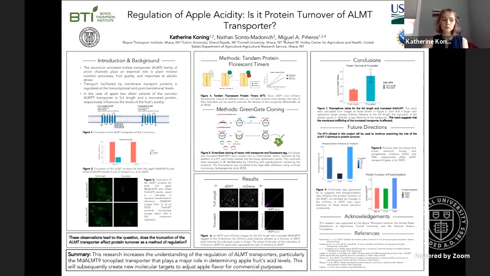Moving forward, research will begin to hone in on what aspect of the C terminus is playing a role in regulation. Furthermore, using this system, we will be able to build off of additional work that I did this summer, which resulted in preliminary results that show that phosphorylation also plays a role in determining protein lifetime. So in conclusion, our fluorescent timer system allows us to study both the role of the C terminus and the effects of post-translational modifications on apple acidity.